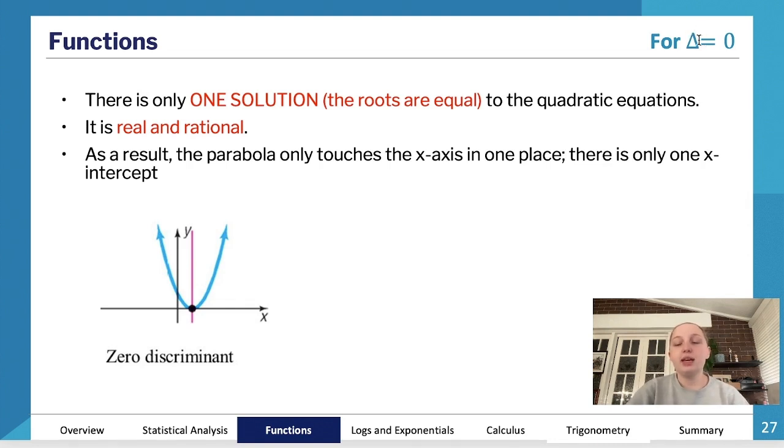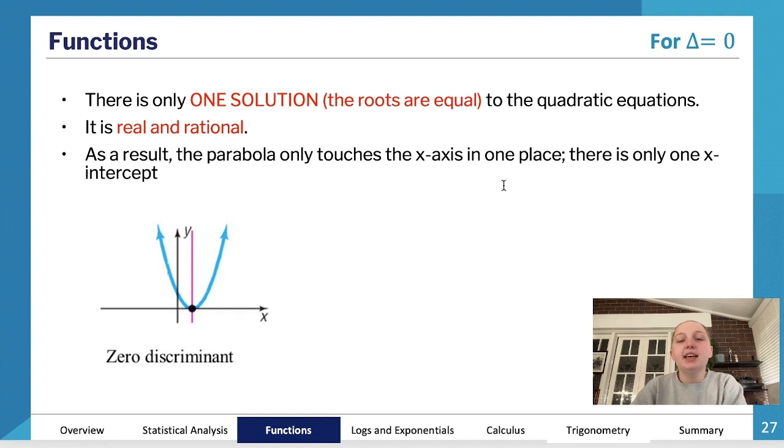So for when your delta or your discriminant is equal to 0, there is only one solution to your graph. So there's only one x-intercept because both of your roots are going to be equal. Now, when you think of this, it's because when we're looking at our quadratic formula, we've got negative b plus or minus the square root of b squared minus 4 times a times c. Sorry, it's not negative b squared at the beginning, just negative b.